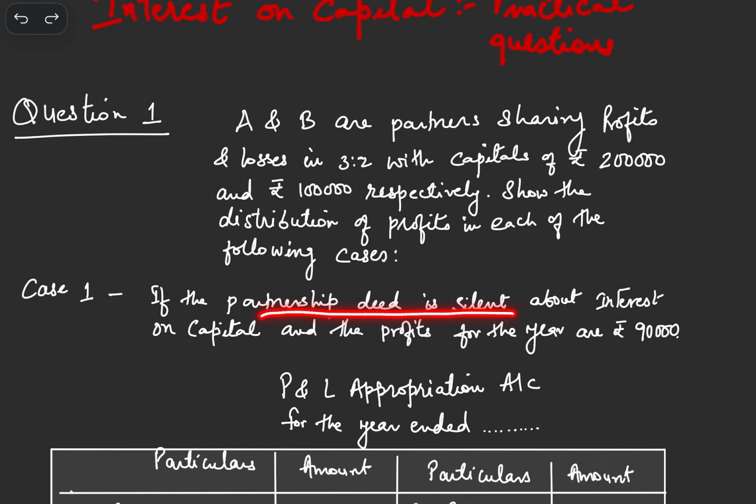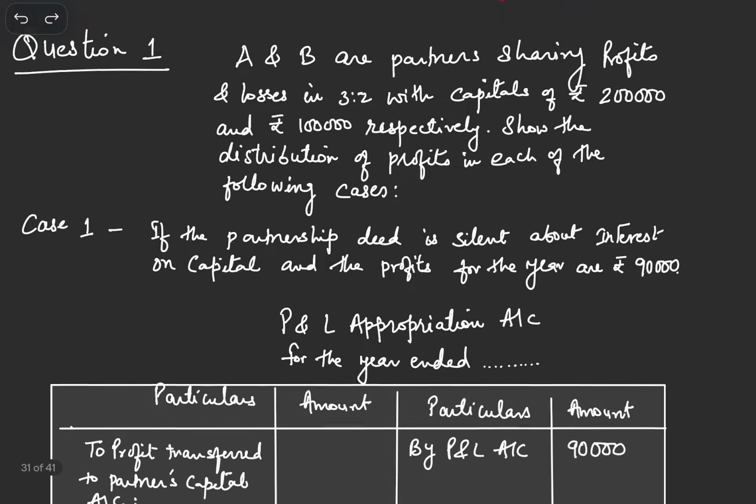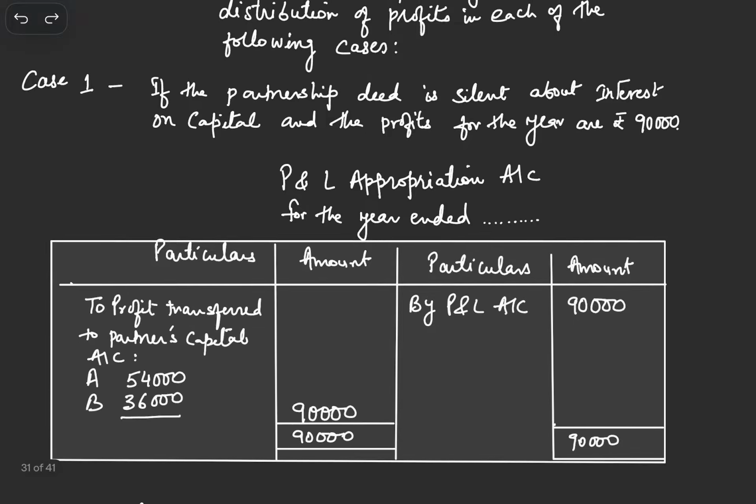So let's see once again. The partnership deed is silent about interest on capital. So if the partnership deed is silent, then Partnership Act 1932 says that no interest on capital be provided. So in this question, we have been given the profit of rupees 90,000. We'll be preparing profit and loss appropriation account for the year ended. Since the year is not being mentioned here, we are just putting up the dots here.